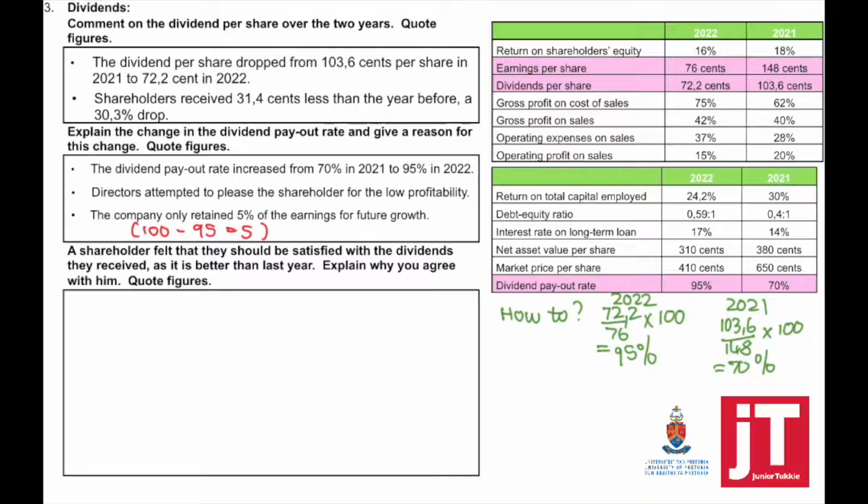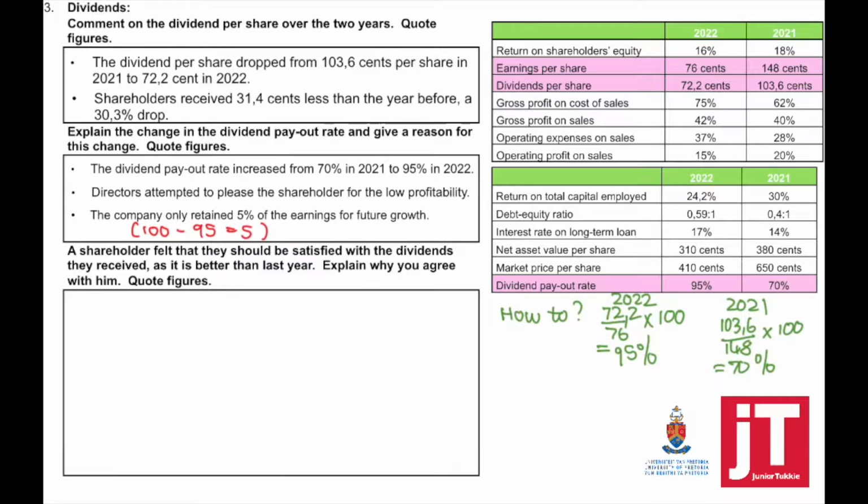The company has only retained 5% of the earnings for future growth. Or it's not only future growth. The company can decide not to pay out dividends for various reasons. So if I look at 100 minus 95, that equals the 5% which was retained. A shareholder felt that they should be satisfied with the dividends they received, as it's better than last year.